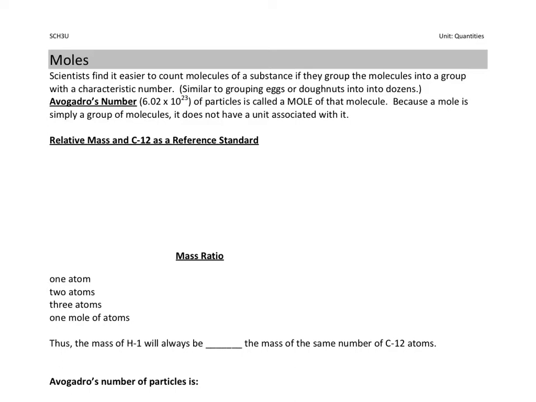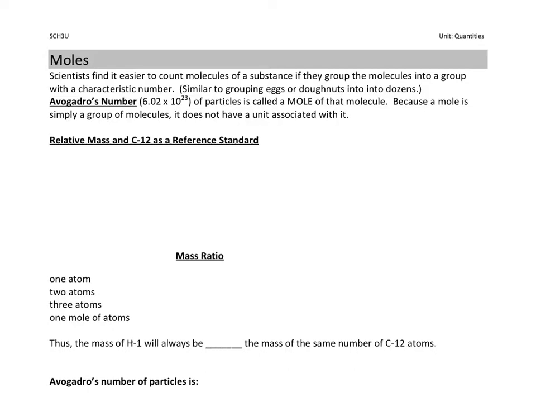Similar to grouping eggs or donuts into dozens, Avogadro's number, 6.02 times 10 to the 23 particles, is called a mole. So that is what a mole is? That is what a mole is. Where a dozen is 12, a mole is 6.02 times 10 to the 23 of whatever.